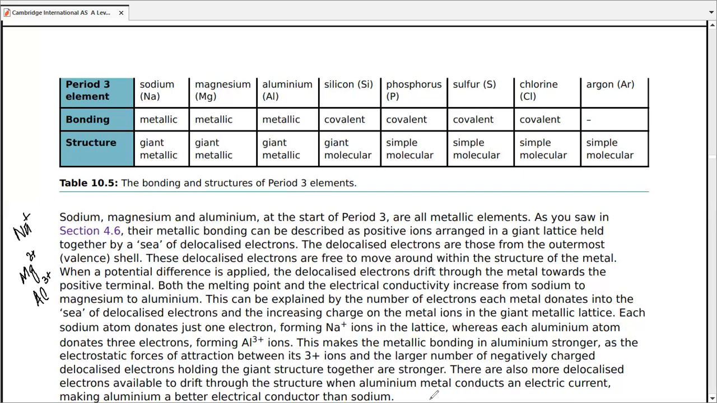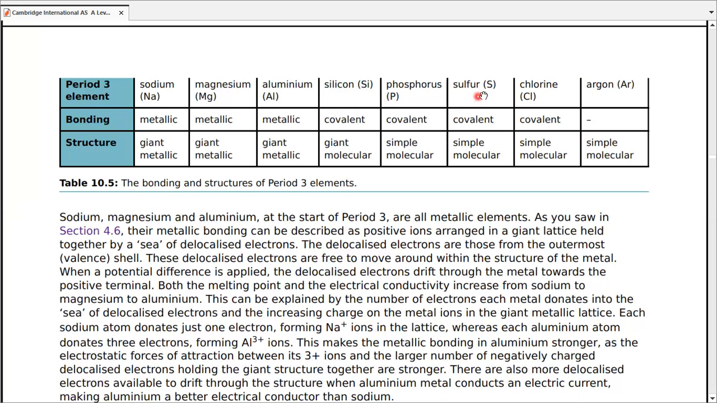So of course, we understand that the metallic attractions are going to be strongest in aluminum, stronger in magnesium, and least strong for sodium. Since they're all strong, we still stick to the word strong, but we use adjectives to compare them properly. There are more delocalized electrons available to drift through the structure when aluminum metal conducts an electric current, making aluminum a better electrical conductor than either magnesium or sodium. I hope you get the point.